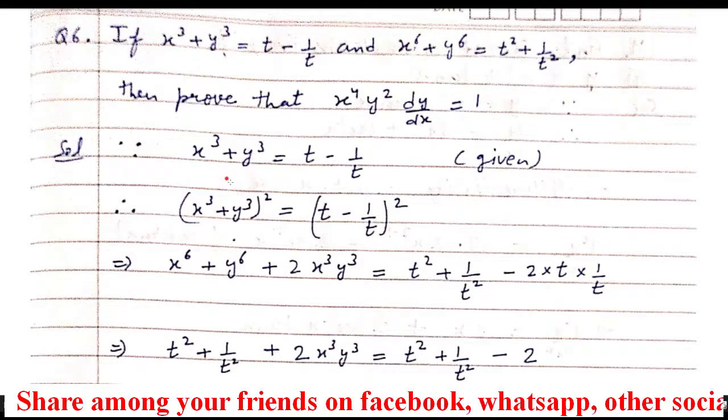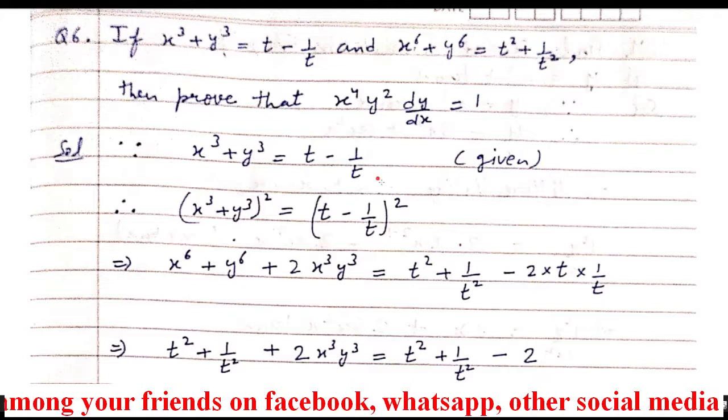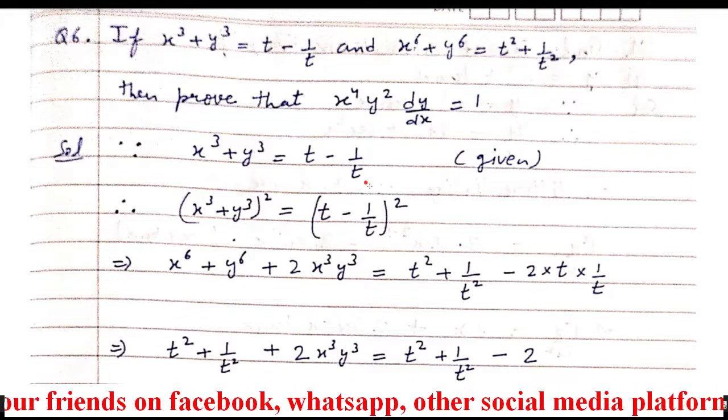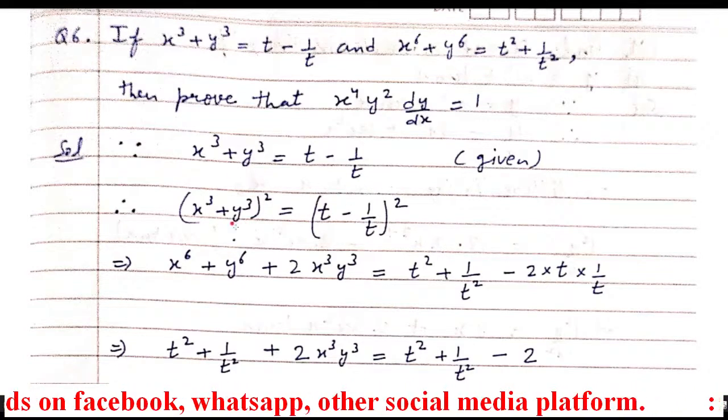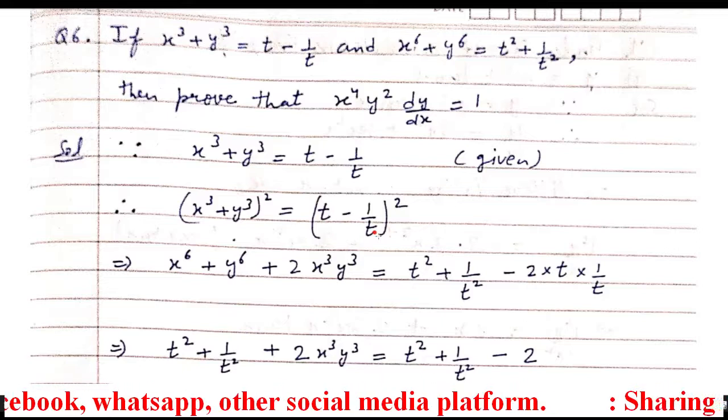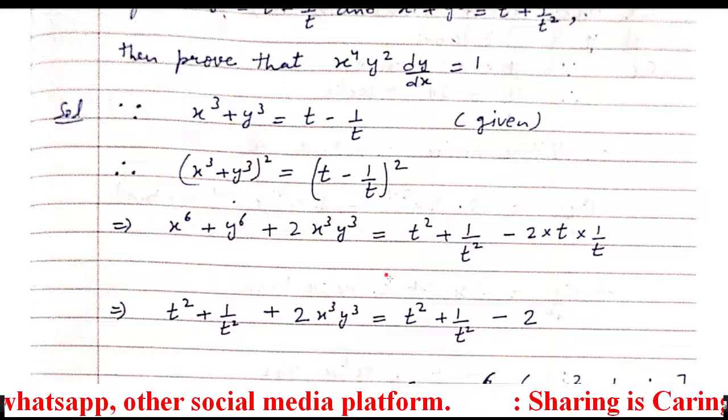That's why just do the square. Do square on both the sides. So when you do square on both the sides, you have to use the (a plus b) whole square and (a minus b) whole square formula. After using this formula, you will get this step.